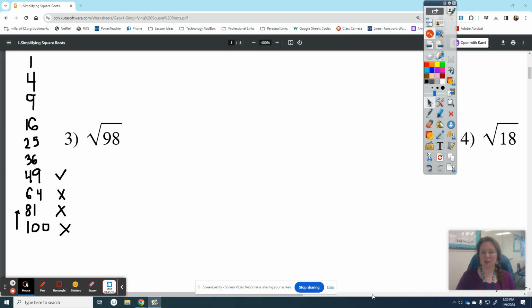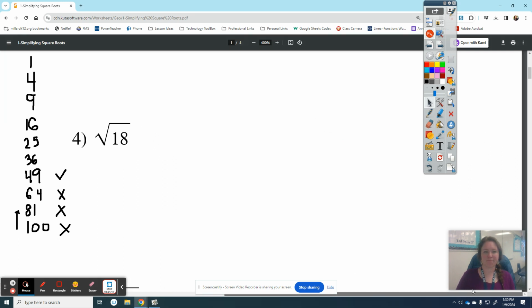Okay, we'll just probably do a couple more. Square root of 18. Here's a great example: I'm not going to choose any number bigger than 18. So that means I can skip all of these bottom numbers and go straight to 16. So 18 divided by 16, that's a decimal, no good.